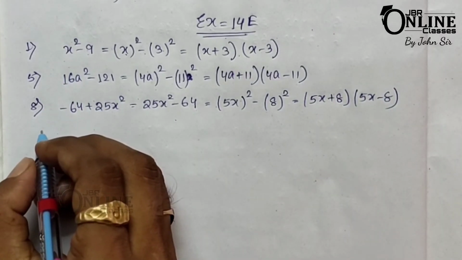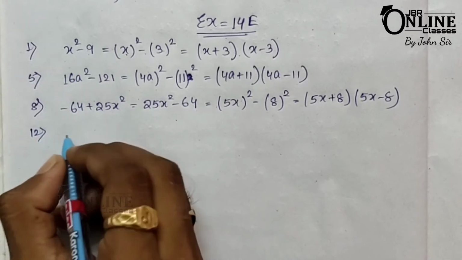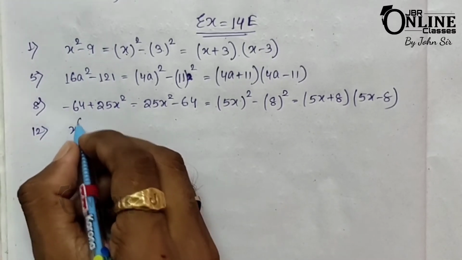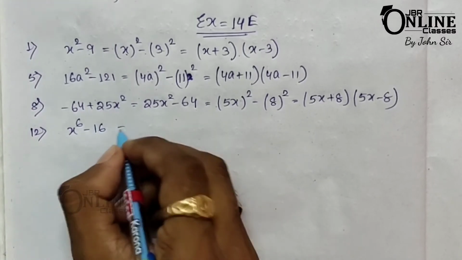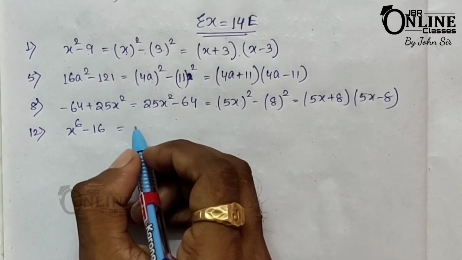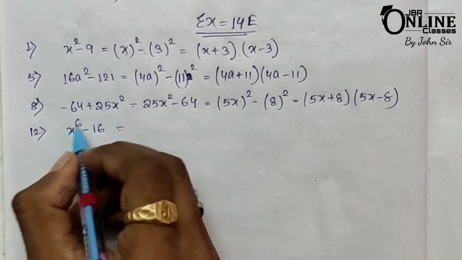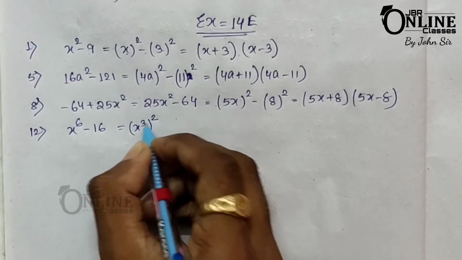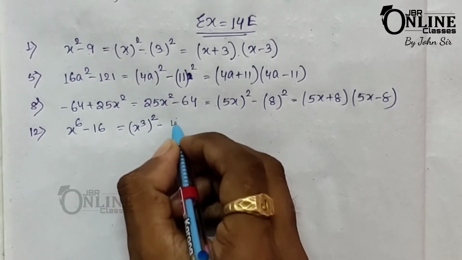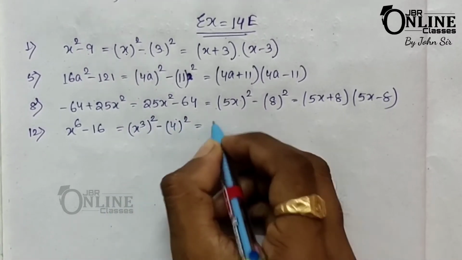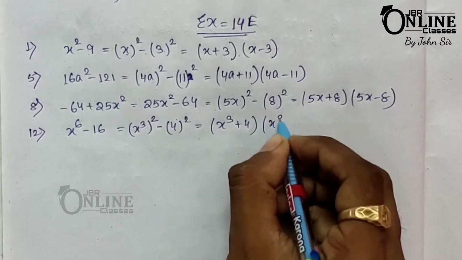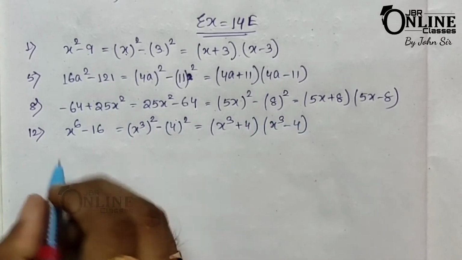Okay, so now I am going to solve exercise 14e, sum number 12. In sum number 12, x to the power 6 minus 16. You have to form the formula a square minus b square. So x to the power 6 means x cube whole square, 3 into 2 is 6, and 16 means 4 whole square. So here the formula gives x cube plus 4, and the next one x cube minus 4.